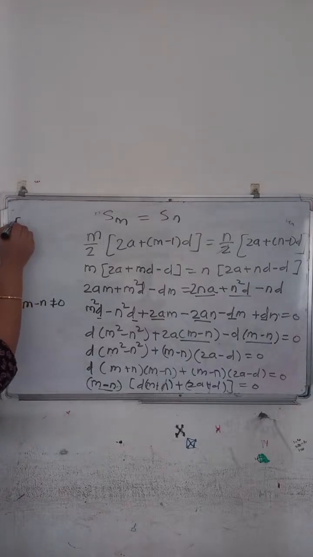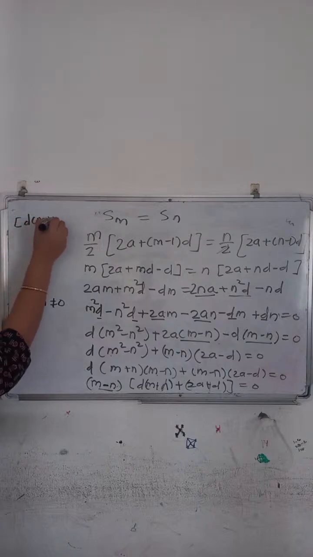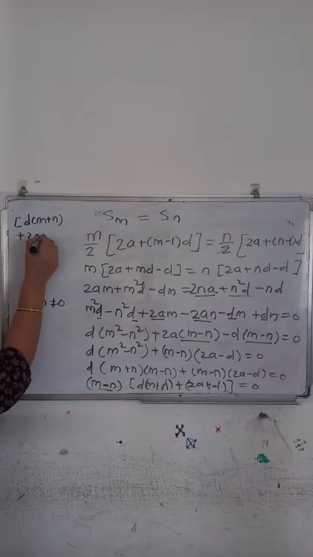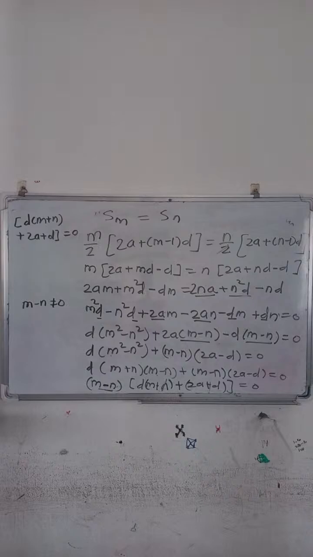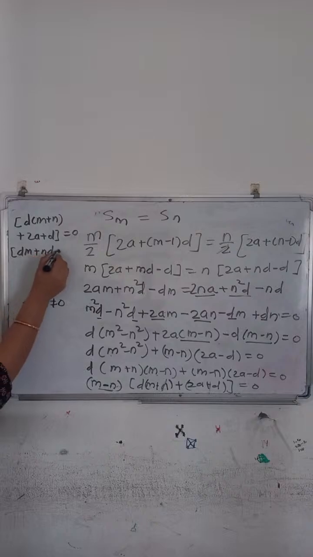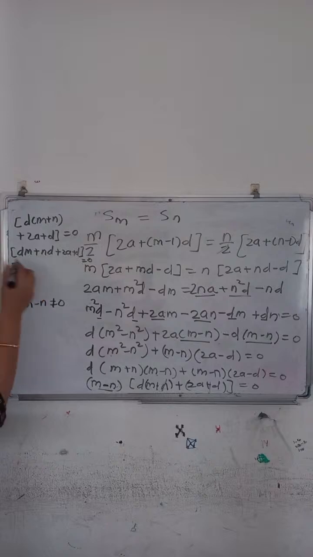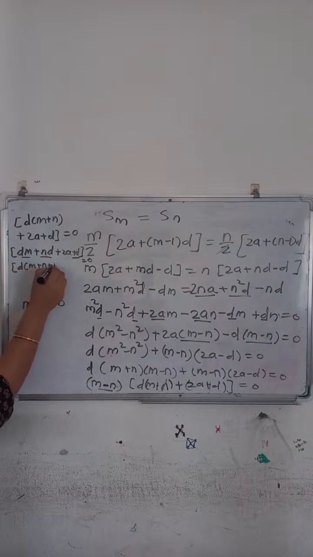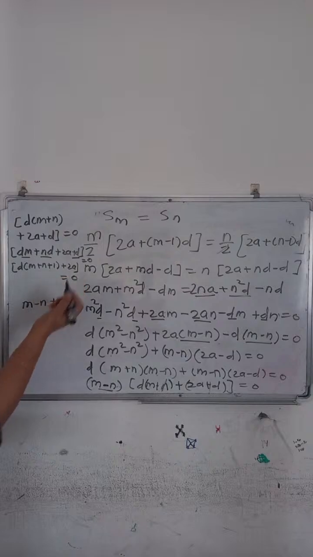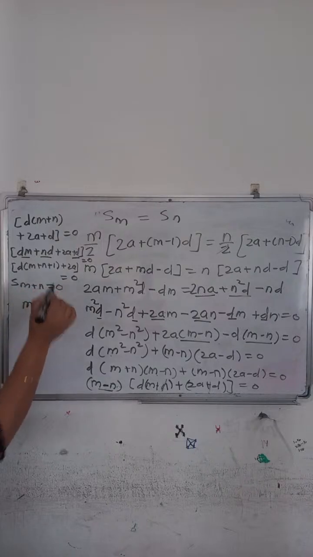The remaining terms, that is d times m plus n plus 2a plus d, is equal to 0. So hence we can conclude from here, or if you want you can still separate. If you want, dm plus nd plus 2a plus d equal to 0, then 1, 2 and 3 all contain the d term, take d common, d into m plus n plus 1 plus 2a is equal to 0. So this proves that the sum of m plus n terms is equal to 0.